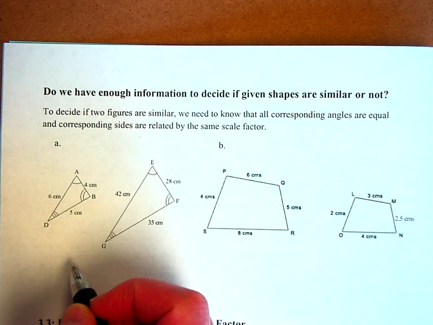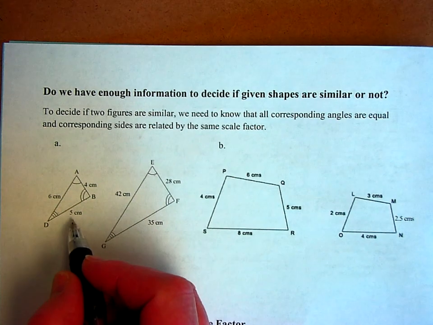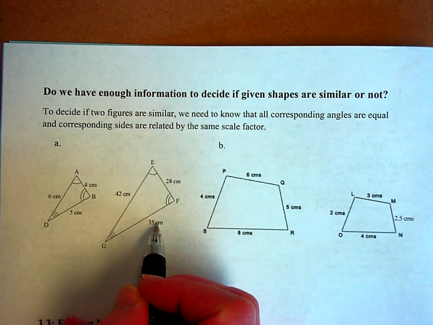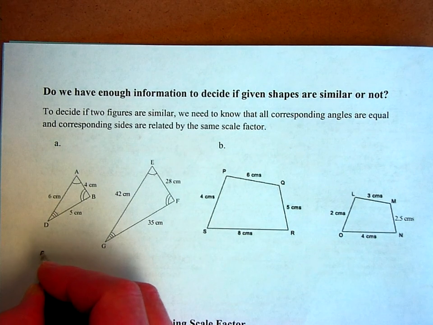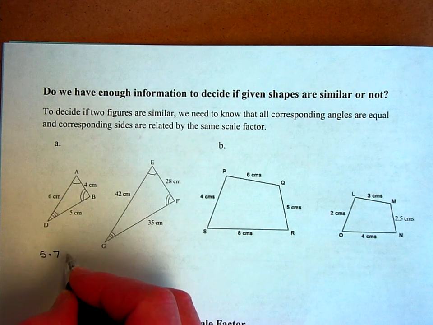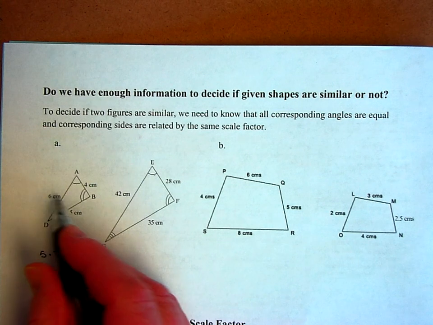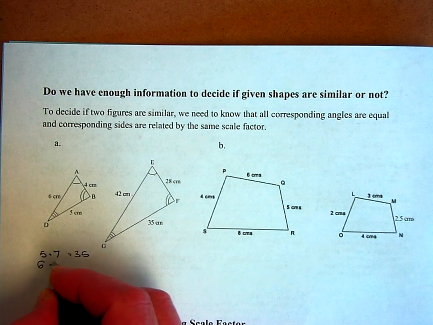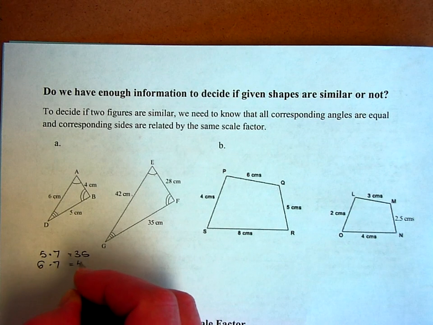Now let's check the corresponding side lengths. So if I look at the scale factor, and if I want to decide from 5 to 35, what do I do with 5 to get 35? I multiply it by 7 to get 35. The corresponding side of 6 is 42. 6 times 7 would give me 42.